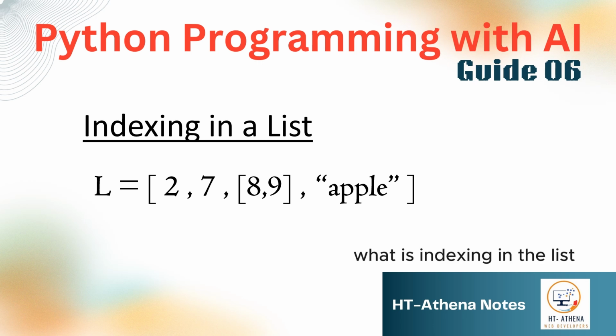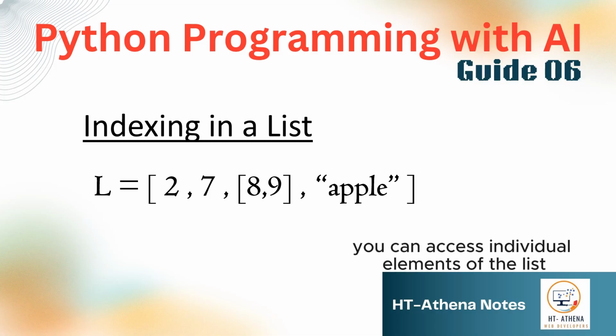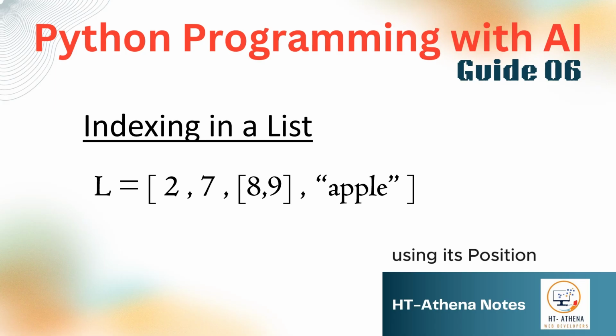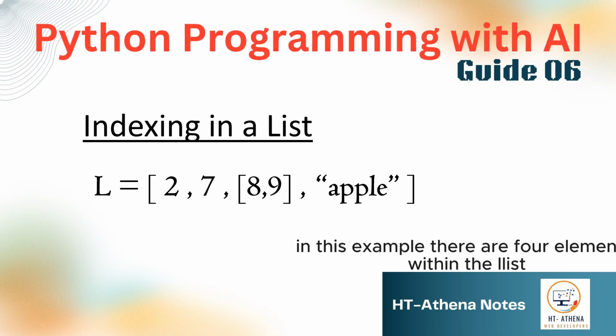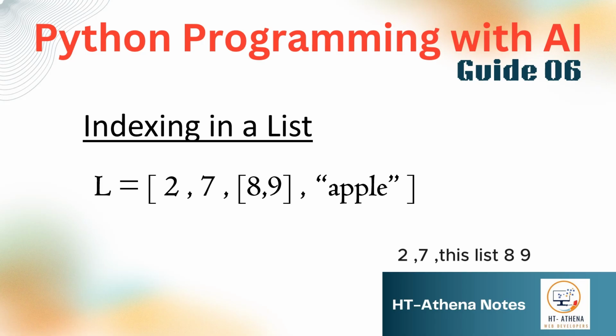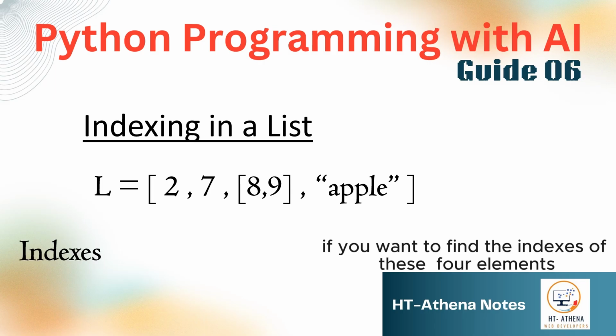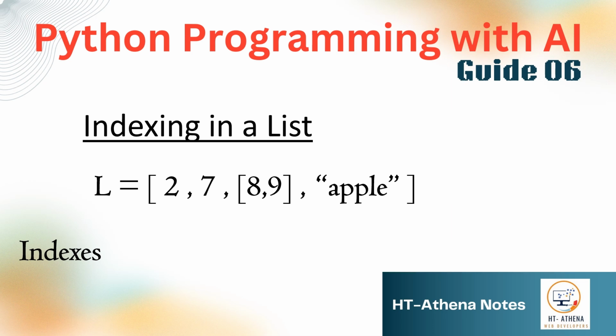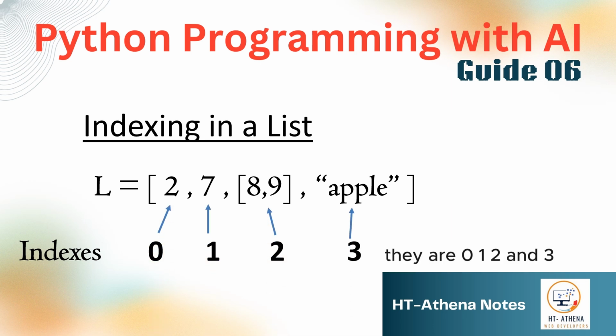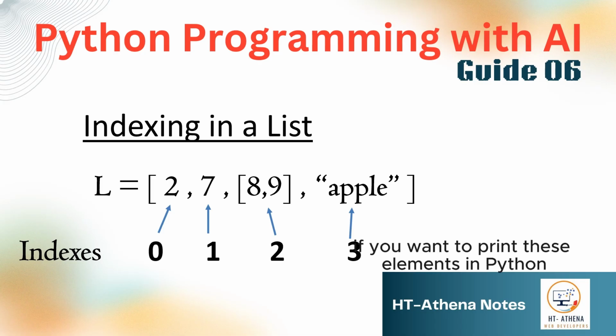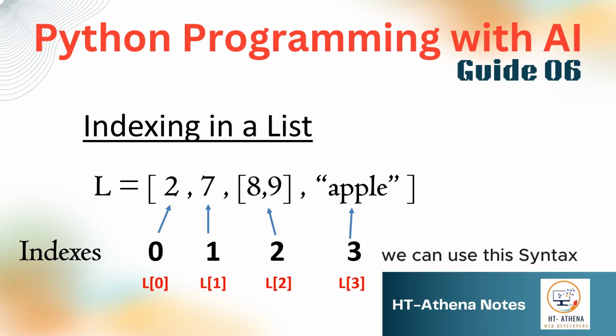What is indexing in a list? Lists are indexed, which means you can access individual elements of the list using their position. In this example, there are 4 elements in the list: 2, 7, list 8, 9 as one element, and the last element is this string append. If you want to find the indexes of these 4 elements, they are 0, 1, 2, and 3. If you want to print these elements in Python, we can use this symbol.